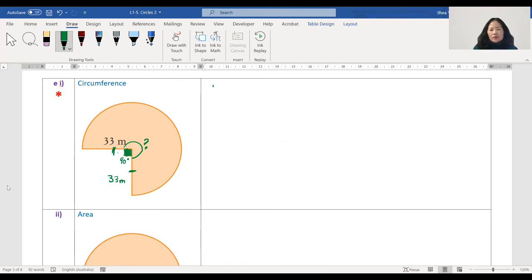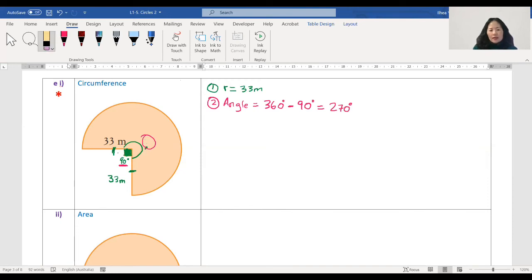So let's have a look. First, our radius is 33 meters. Now second, an extra step: find the angle that we need. The angle sum of the circle is 360 degrees, right? And if I take away this 90, I will get the other angle that I need to find, which is 270 degrees.